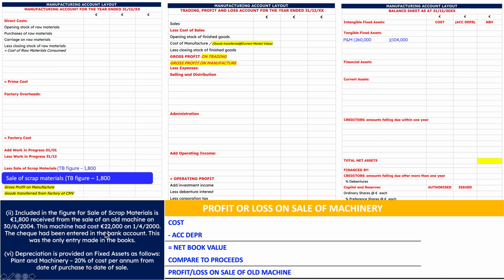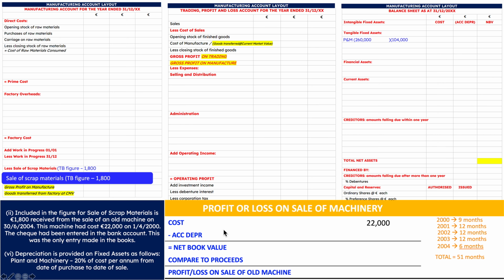So the cost of the machinery when it was bought was 22,000. We'll take away the accumulated depreciation. So we bought it on the 1st of the 4th, 2000. So we had it for 9 months of 2000. We had it for 12 months 2001, 12 months 2002, 12 months 2003, and then we sold it on the 30th of the 6th, 2004. That was 6 months. So altogether there, 51 months we had it for.